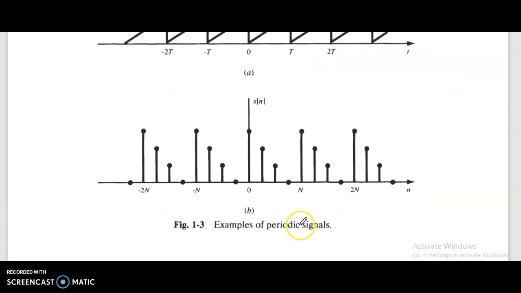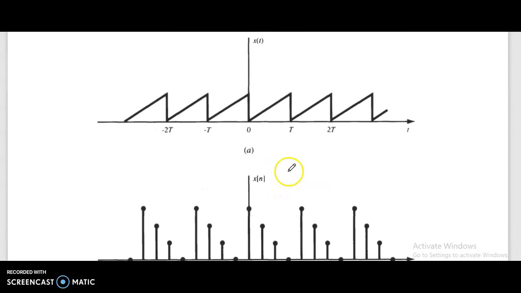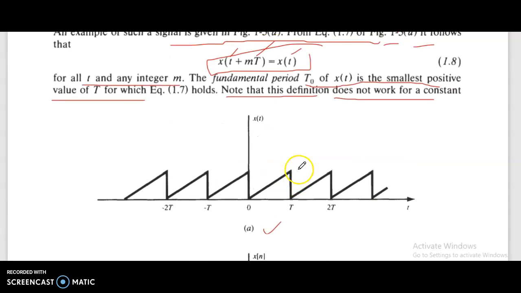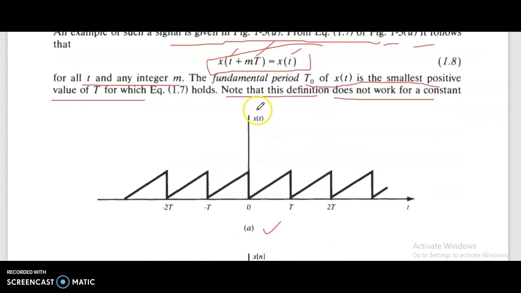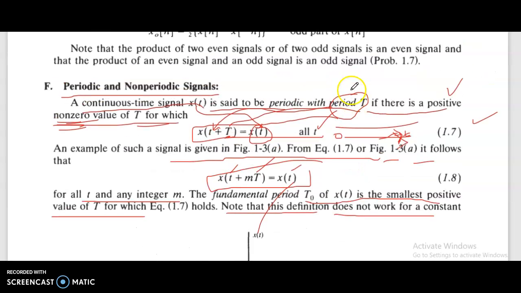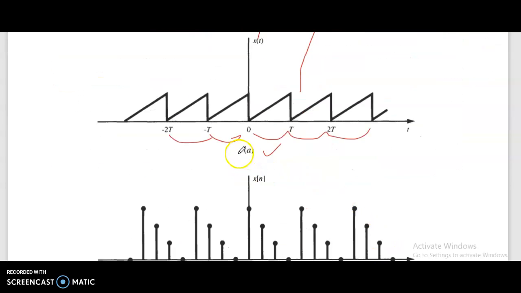Figure 1.3, examples of periodic signals. Here x of t is a continuous time signal with period T. Here this is one T, this is one T, this is one T period. It is periodic, and the time scale is in multiples of T.